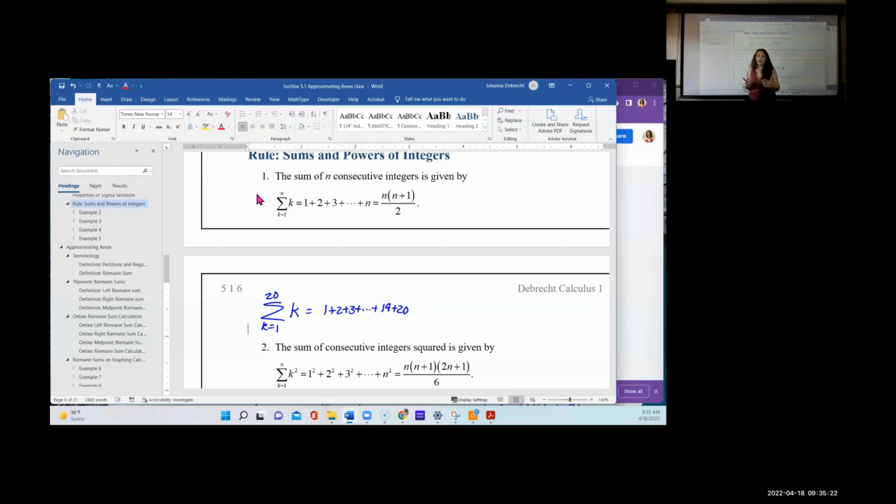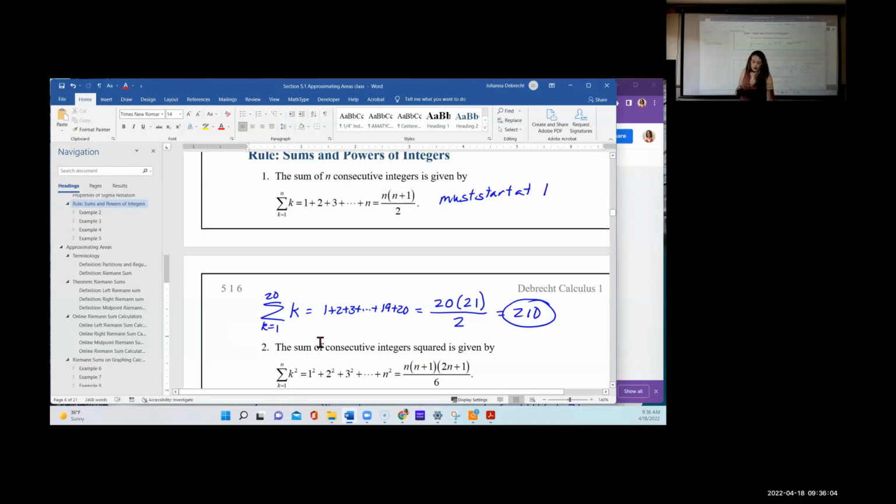Now, yeah, it's 20 numbers and they're all pretty simple, but I really don't want to sit here and add all those 20 numbers together. So there's a formula to do it, and the formula says take the upper limit of summation and multiply it by itself plus 1. So 20 times 21 and then divide by 2. That's 210. That's much faster than adding those 20 numbers together. This does require that the summation starts at 1. All right? Must start at 1.